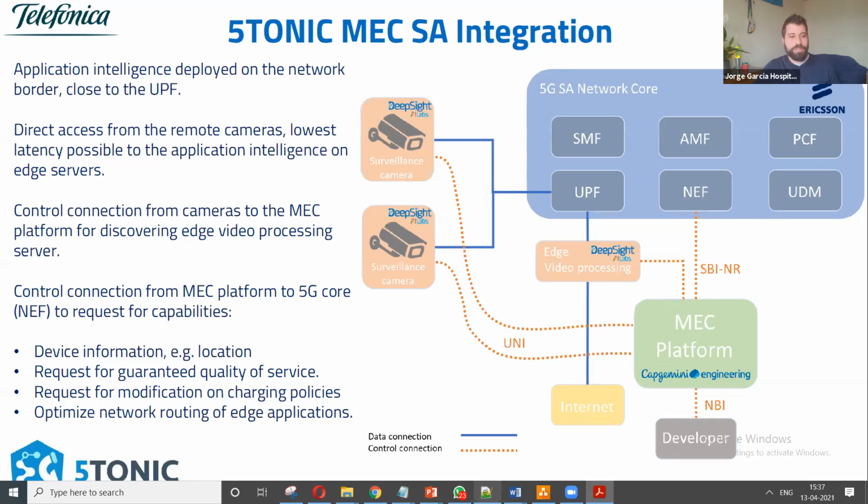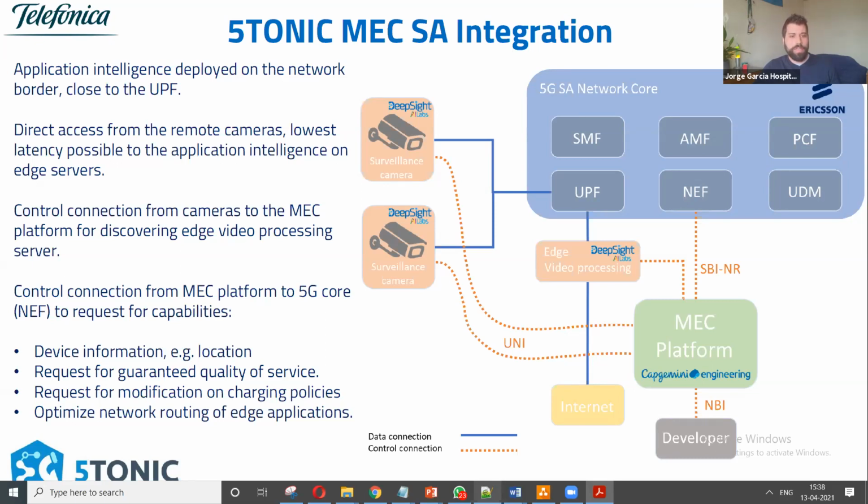Of course, there are many more capabilities, but we have focused on providing different information about the devices, for instance, the location. We can provide a trusted location of the device to this external application. We have also tested guaranteed quality of service, so that DeepSight can request that the connection of this surveillance camera is always treated in the best possible fashion. Independently of the situation of the network, even if the radio network is overloaded, the connection of these cameras for this application is always treated with the most optimal quality of service.